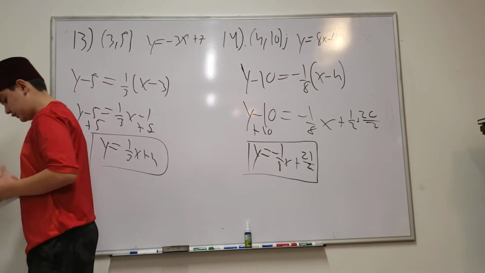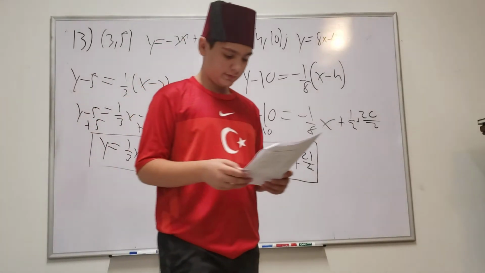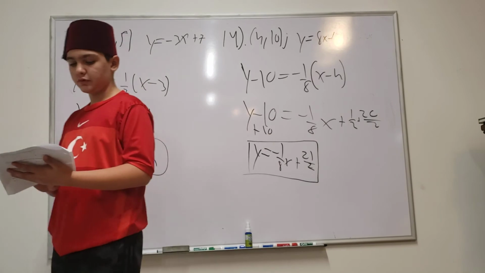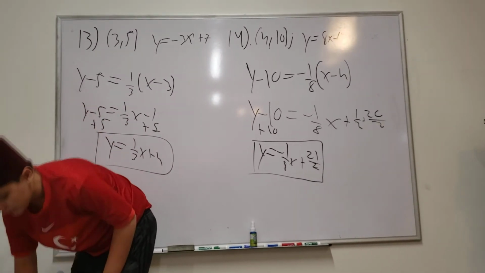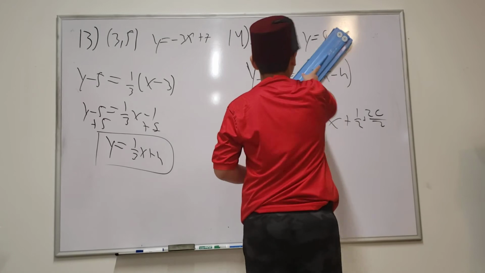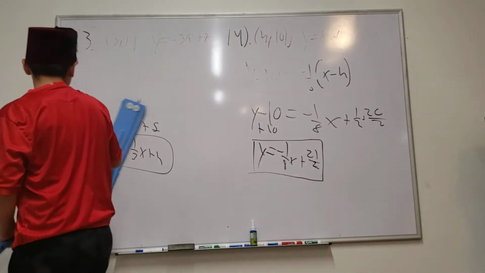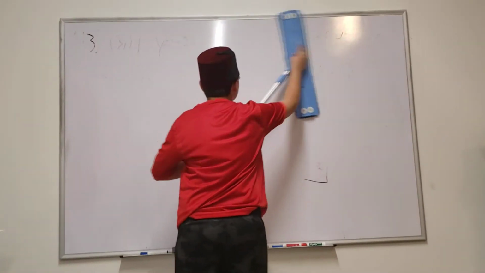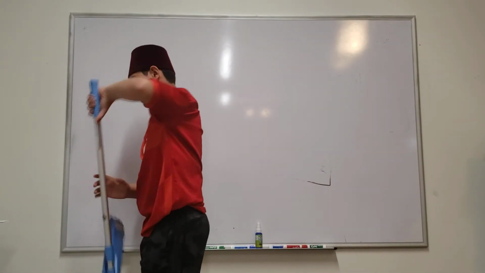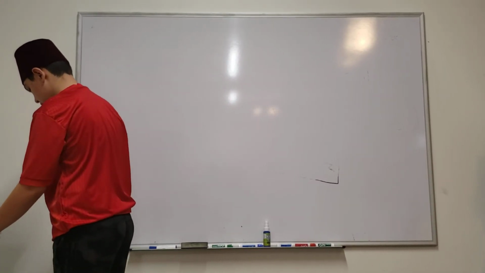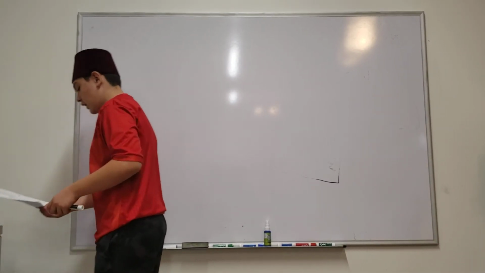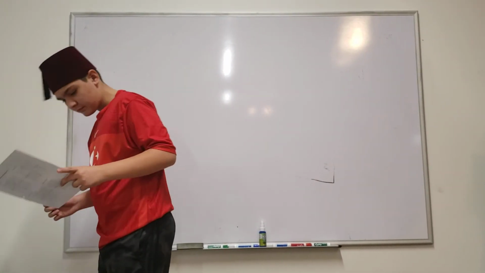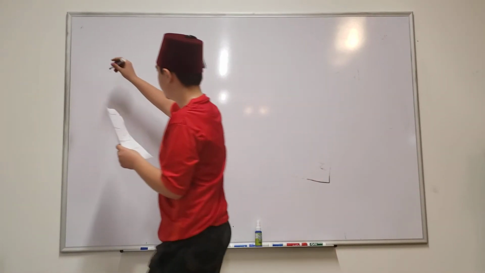And then we have 2 more. One is another slope, and the next one's graphing. Alright, so this next one is, what is a slope that is perpendicular to the following line? So number 15.